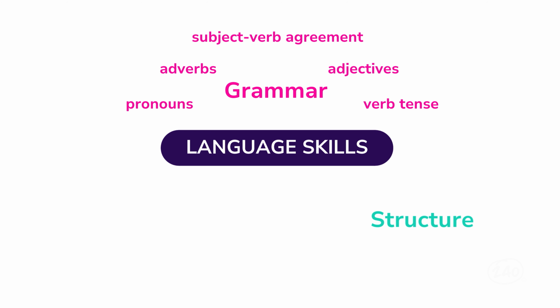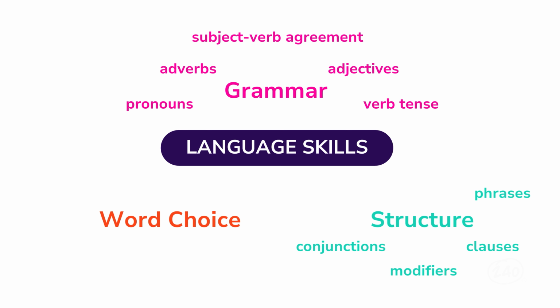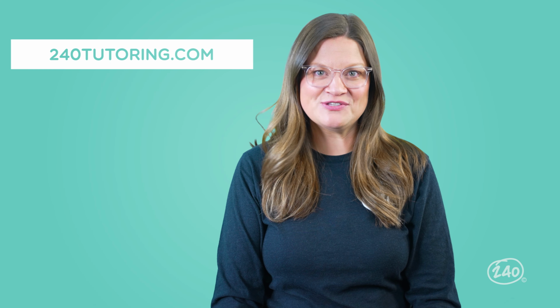Structure, including errors in the placement of phrases and clauses, misplaced and dangling modifiers, and errors in the use of coordinating and subordinating conjunctions, and word choice, including errors in the use of idiomatic expressions, commonly confused words, and redundancy. Oh, and if a sentence doesn't have errors involving any of those things, you'll have to know how to recognize that too. Now, that may sound like a lot, because it is, but you don't need to worry. You just need to study, and 240 has you covered.